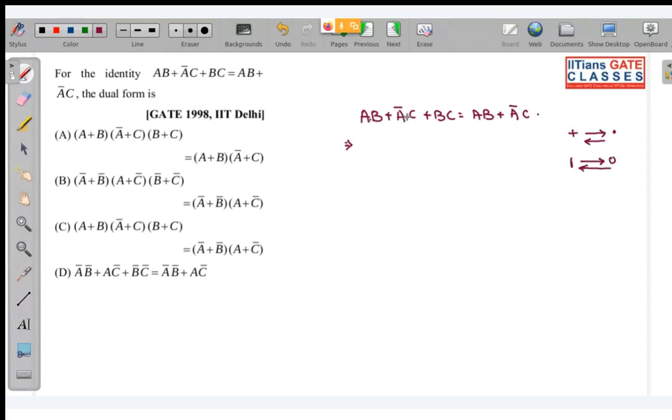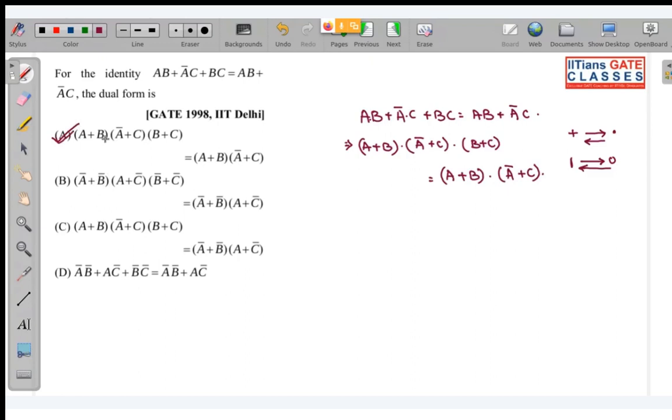So here you can see these are all dot and here it is plus. So this will be A plus B dot A complement plus C dot B plus C is equal to A plus B dot A complement plus C. So which option do we see? Option A is your correct answer. Option A is what happened?